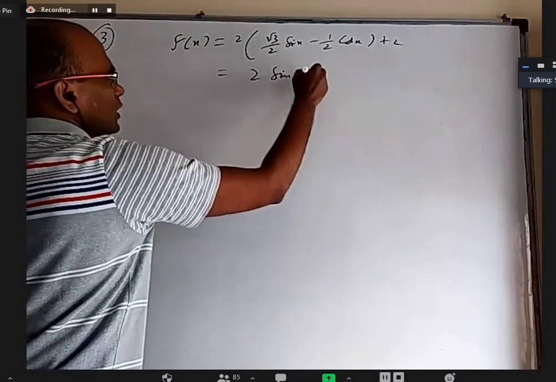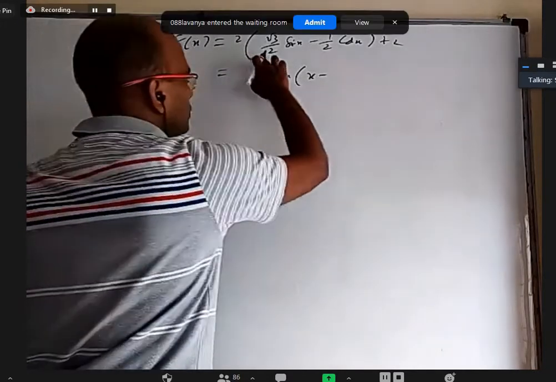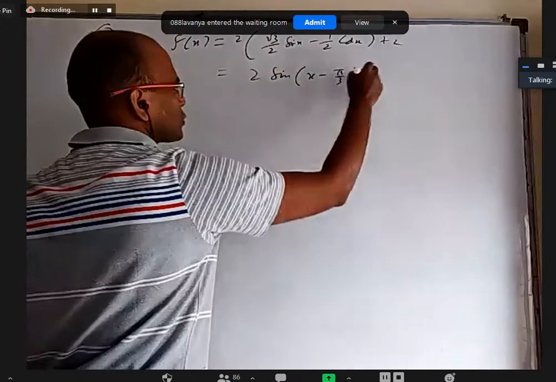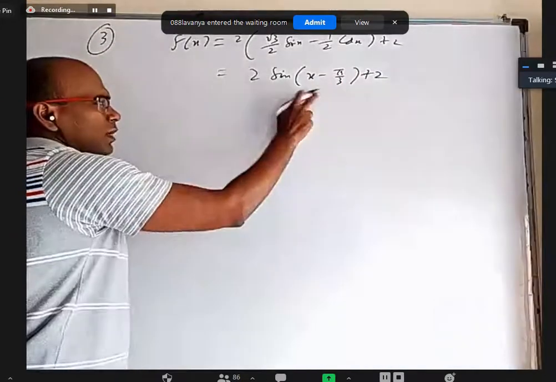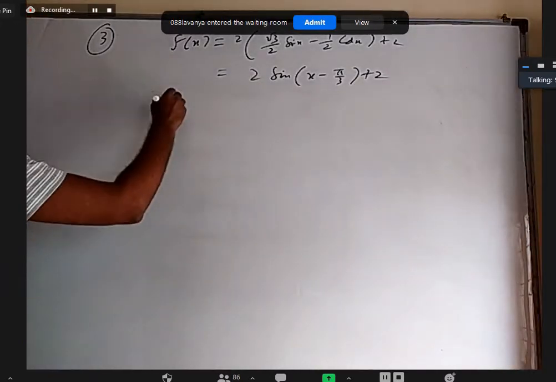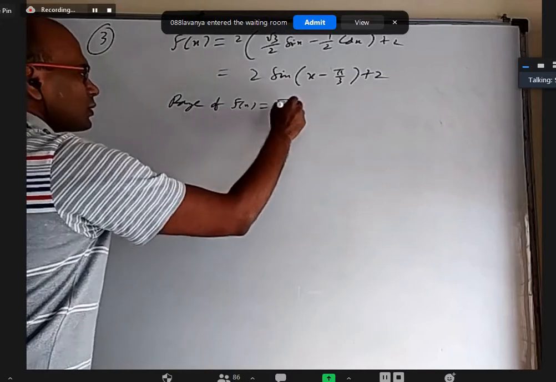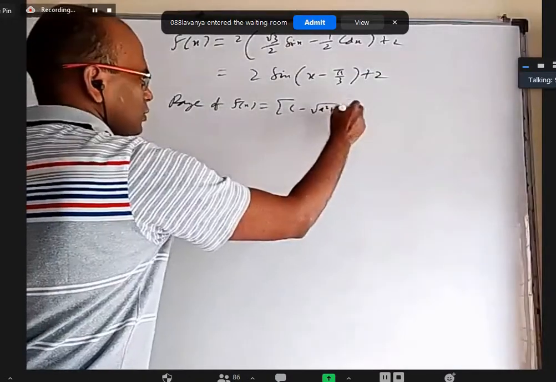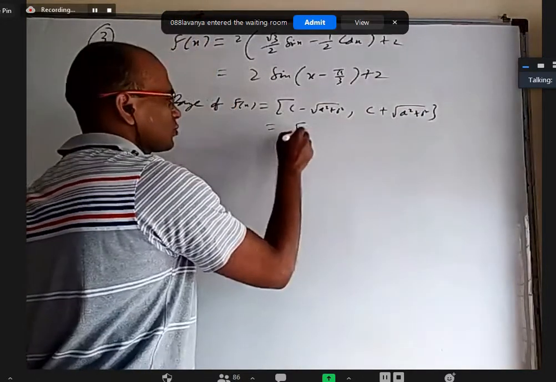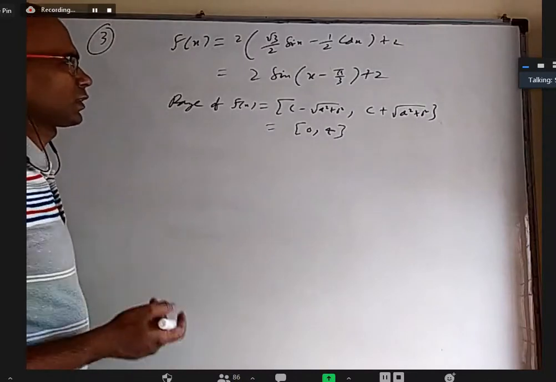This is 2 sin, this is cos, this is sin 60, so this is cos 60, so pi by 3 plus 2. Minimum is minus 2 plus 2. So anyway, we have the formula c plus root a square plus b square and all. So no doubt, range of f of x is c minus root a square plus b square to c plus root a square plus b square, which gives 0 to 4. That is onto. Regarding one-one, we should have some idea about the graph maybe.